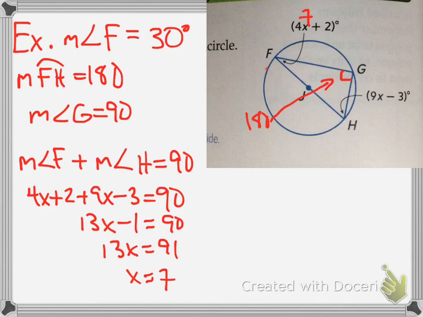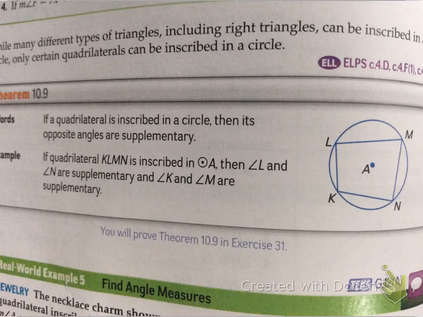Don't be lazy! Anyways, last thing I want to say here is keep in mind we have one more. If a quadrilateral is inscribed in a circle, then its opposite angles are supplementary. So what they're saying here is angle L and angle N would be supplementary, and that means they add up to 180 degrees. Angle K and angle M would also be supplementary and add up to 180 degrees.